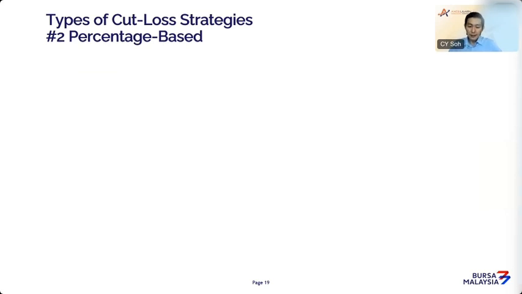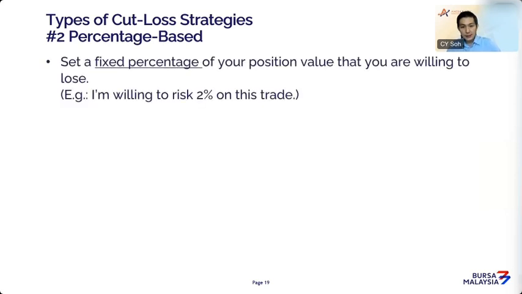Now, second method is percentage-based. Similar to dollar-based, in percentage-based cut loss, you fix a fixed percentage of your position value that you are willing to lose. The process of how to implement the percentage-based cut loss is exactly the same as the dollar-based approach. The difference is that instead of using a fixed dollar to set your cut loss, here you will be using a percentage to calculate your dollar amount.